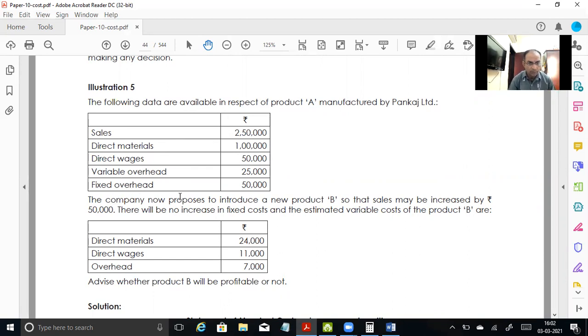Okay, the company now proposes to introduce a new product B so that the sales may be increased by 50,000. There will be no increase in fixed cost, and the estimated variable cost would be given for product B. So this will be the extra variable cost when we produce B. Whether it is profitable to go for the new product or not, this is the question. So let us check.